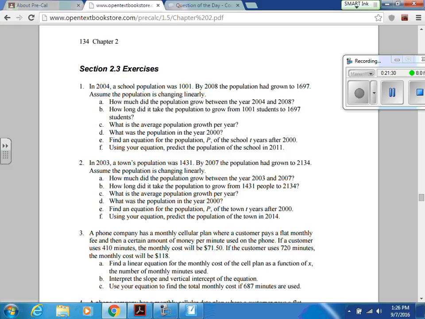Did you get it? What'd you get? 305? 305. Alright, awesome. Find an equation for the population P of the school T years after 2000. So you know year 2000. So now what does year 2000 become in this equation? The y-intercept. Year 2000 is your beginning, it's your starting point, it's your y-intercept.